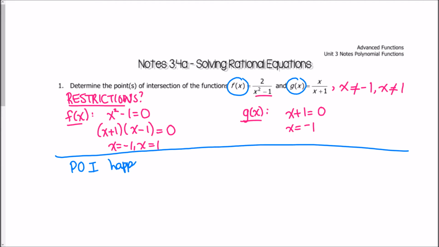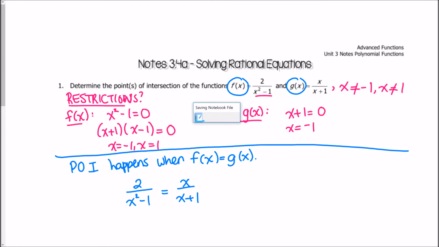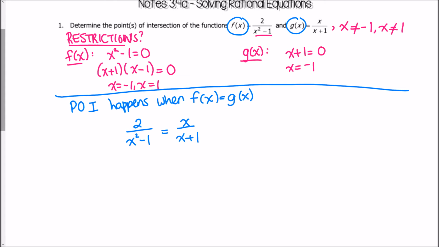So our point of intersection happens when f of x is equal to g of x. Okay, so if f of x is 2 over x squared minus 1, I'm going to set that equal to what g of x is, which is x over x plus 1. Okay, so as always, we don't really know how to solve any type of equation unless it's linear, so we're going to try to make this as linear as we can.